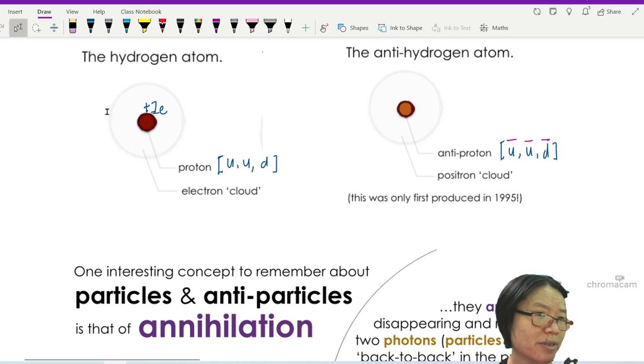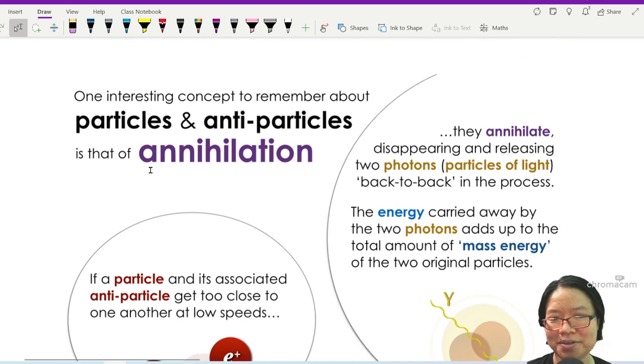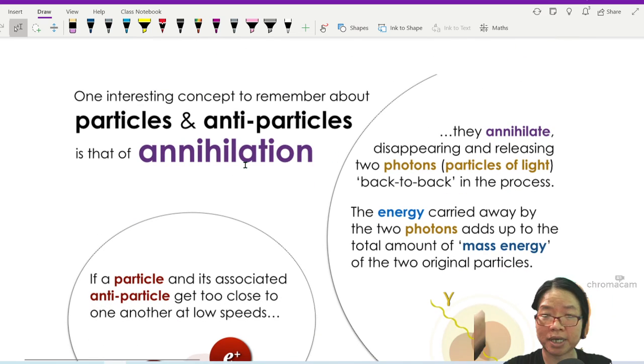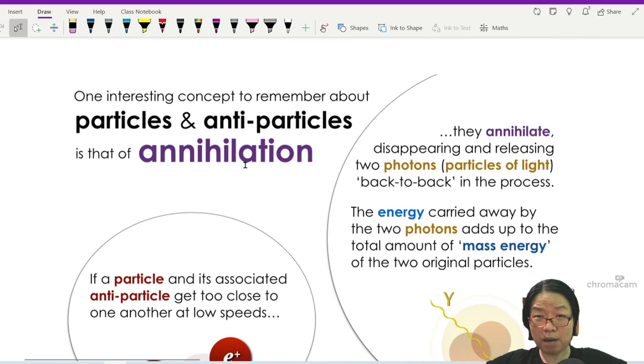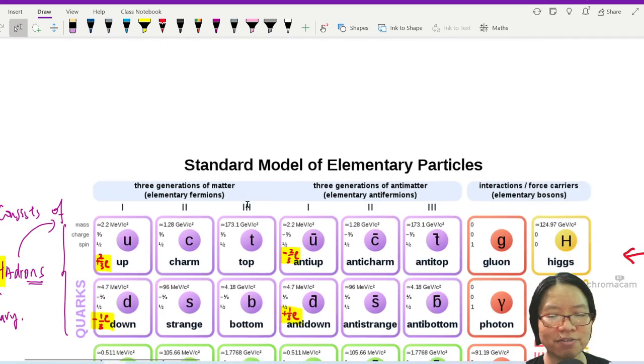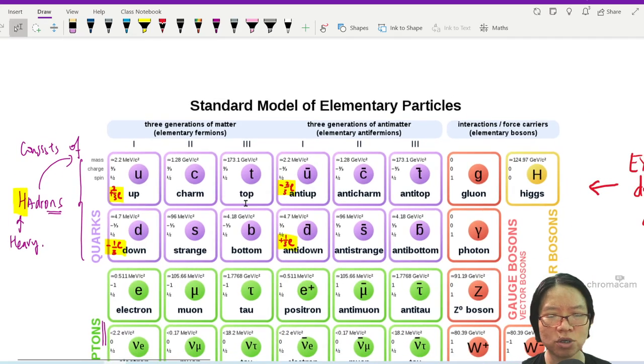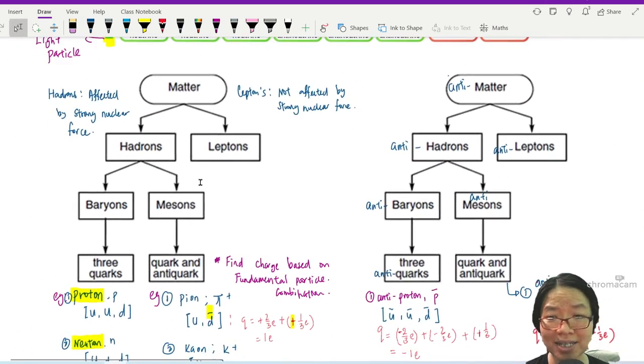Okay, but what happens when a particle meets an antiparticle? They will annihilate each other. They will disappear and become pure energy. How cool is that? All right. And of course, since we can put them together, particles or antiparticles, we can also classify them as matter and antimatter.